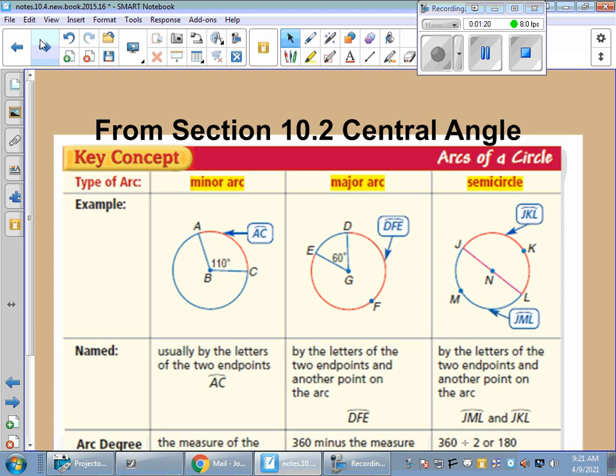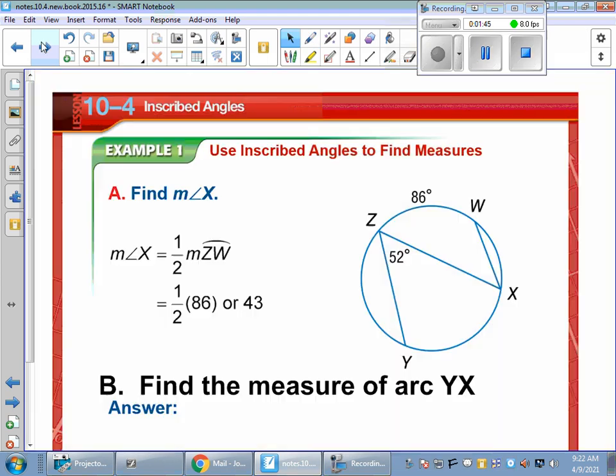Now this is a review from section 10.2 when these angles were central angles. A central angle, again, is when it goes through the center of the circle and intercepts an arc right here. So we have to be careful of that, because that angle is equal to the arc, the arc equals the angle, only if it is a central angle, if it goes through the center of the circle. So again, be very conscious of that as we go through here.